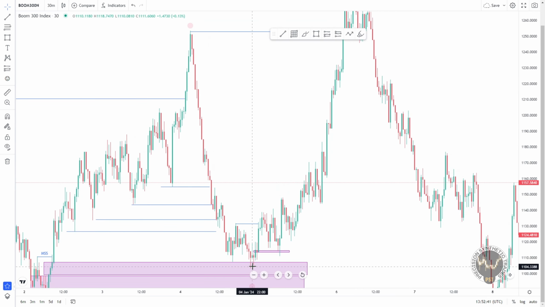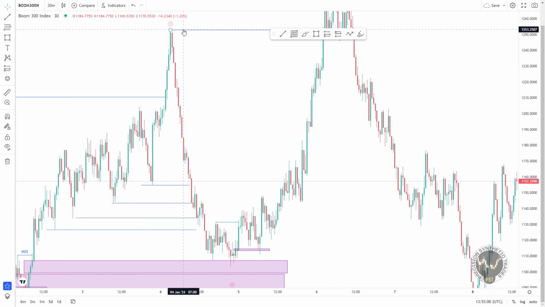So if you didn't enter here, you can go onto the lower time frames and do exactly the same. Low, high, low, market structure shift, point of interest, enter, target the last high on the higher time frames. And that's how I would trade in 2024.